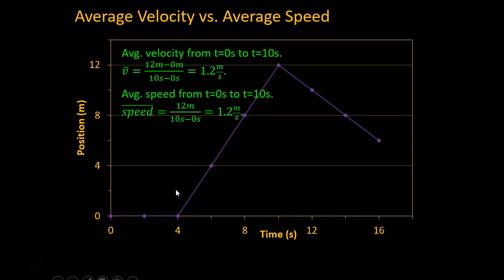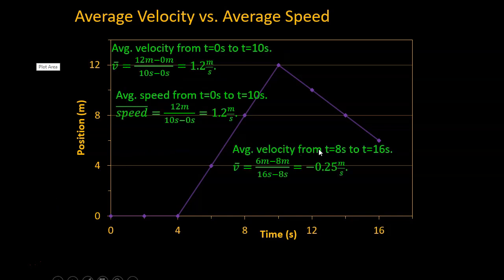And remember, when we do not change directions, which from 0 seconds to 10 seconds we did not change direction, the displacement and path length will be the same. Well, if displacement and path length are the same, then velocity and speed will be the same. Let's take a look at an example where they're different. So here in the segment from 8 seconds to 16 seconds, we are changing directions. We start going in the positive direction and then wind up going in the negative direction.